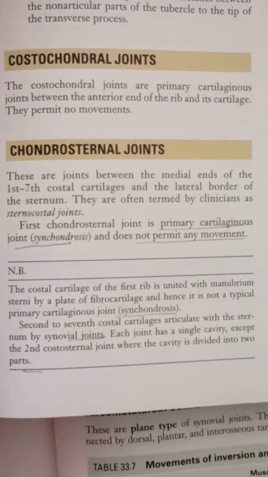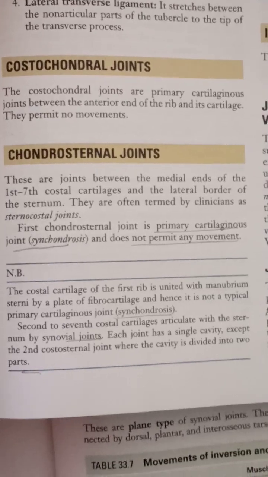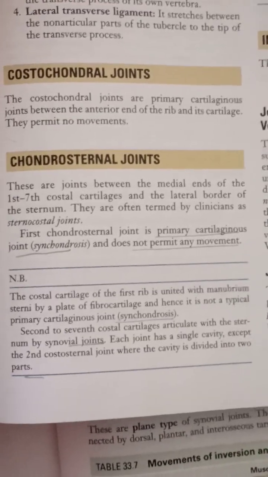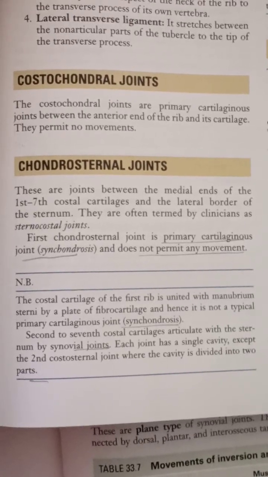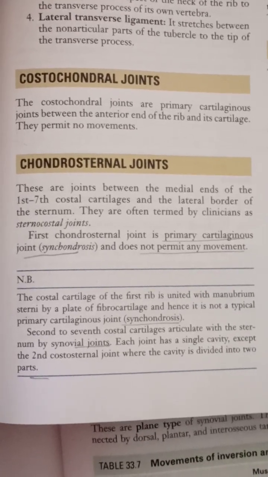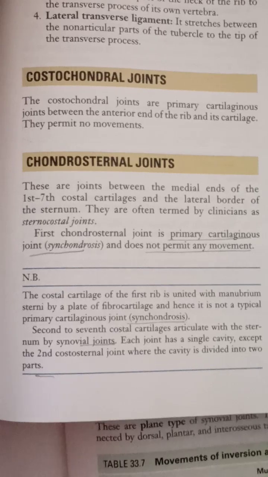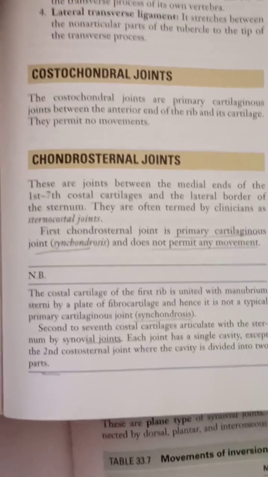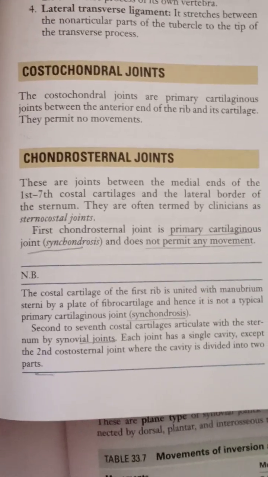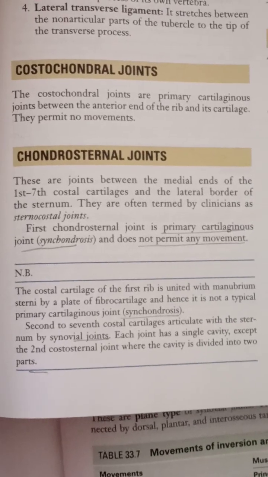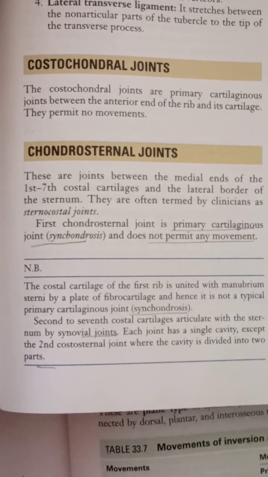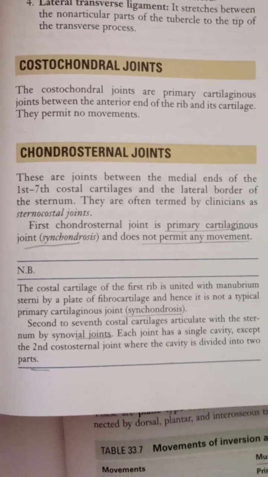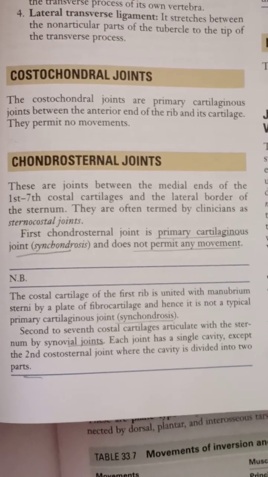Let's see about the chondrosternal joint, which is nothing but the costosternal joint. The medial ends of the first to seventh costal cartilages will be articulating with the lateral border of the sternum and form sternocostal joints. The first chondrosternal joint is the only primary cartilaginous joint among all those chondrosternal joints, and it will not permit any movement, and we'll say it is synchondrosis.